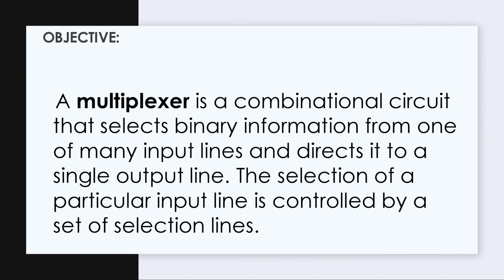Now we will see the objective of a multiplexer. A multiplexer is a combinational circuit that selects binary information from one of many input lines and directs it to a single output line. The selection of a particular input line is controlled by a set of selection lines.